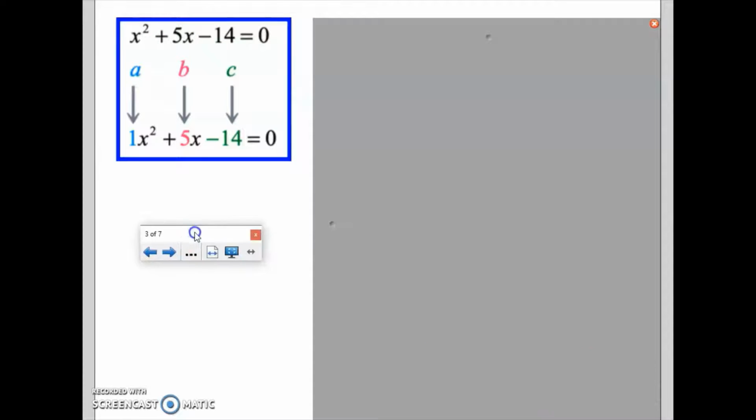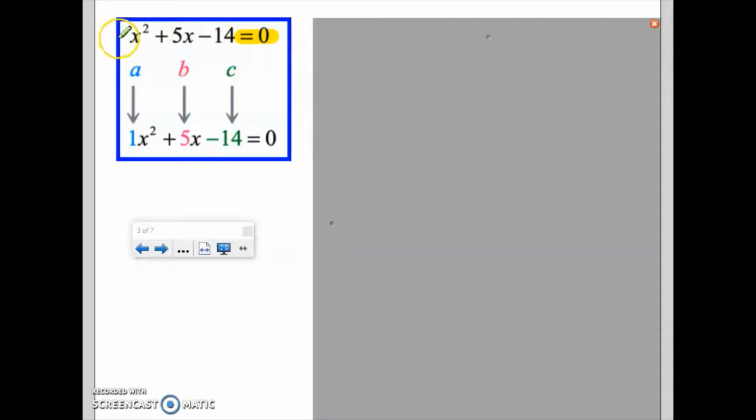Okay, so let's have a go at an example. If we had the quadratic equation x squared plus 5x minus 14 equaling 0, the first thing we're going to do is check that it is equal to 0, check that it is in that standard form that we would like, and this question already is. Then we just need to highlight A, B, and C.